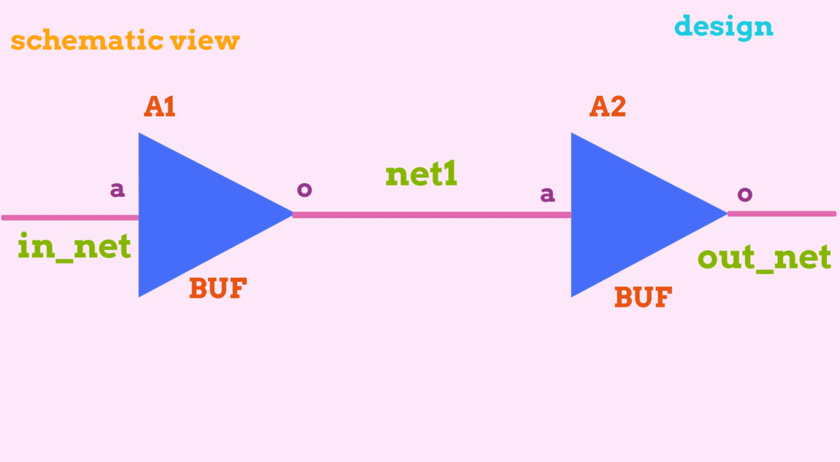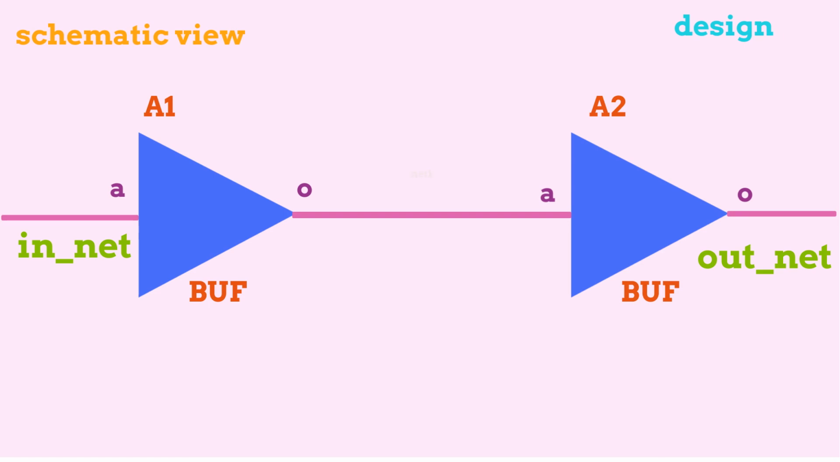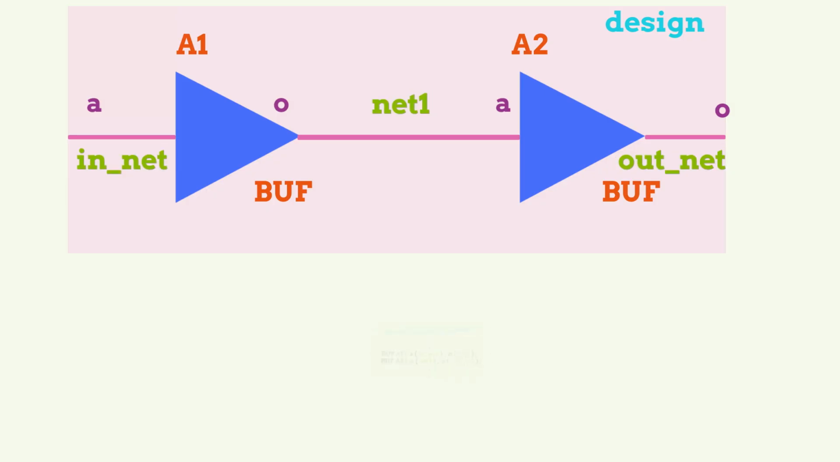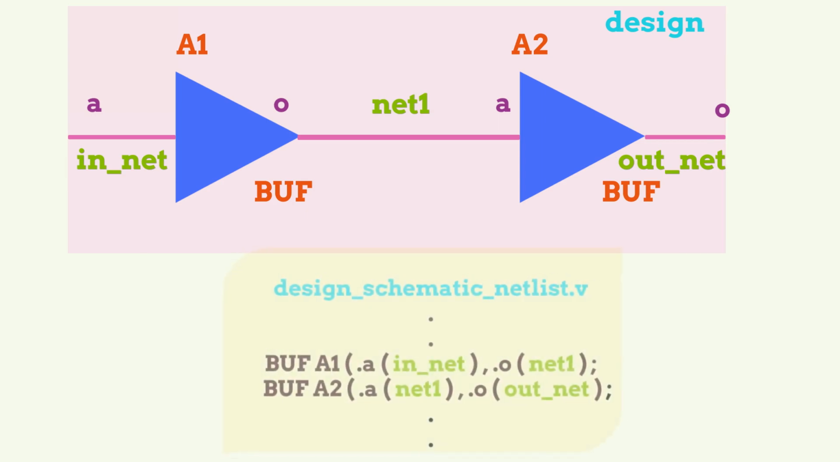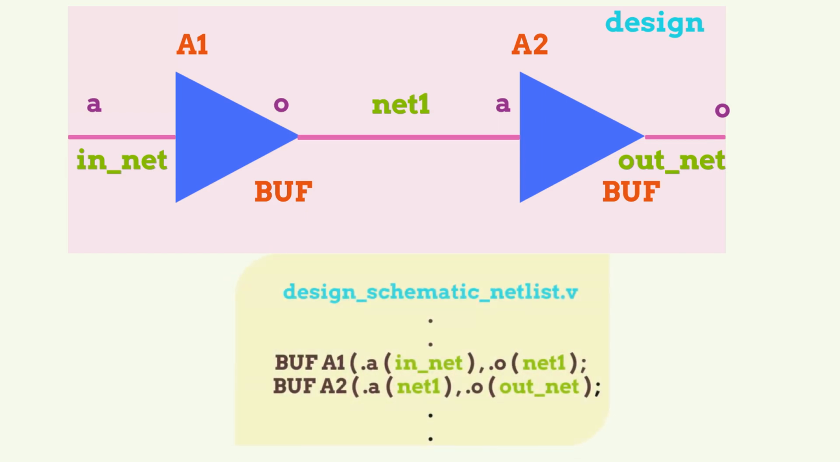The picture we see is a schematic view of a design. Schematic view is a logical representation of a design. Let us consider net 1, which connects output pin O of cell A1 and input pin A of cell A2. Net is a logical connection between two pins. This logical connection is what we see in the netlist. This is a schematic netlist.